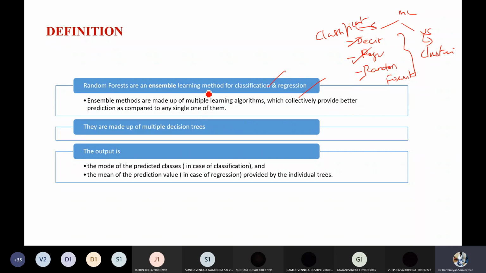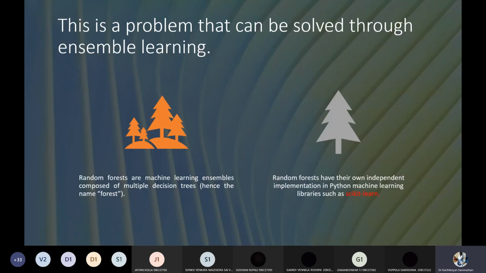Ensemble methods are made up of multiple learning algorithms which collectively provide a better prediction than any single one of them. They are made up of multiple decision trees. The output is the mode of the predicted classes, which is classification, or the mean of the predicted values, which is regression. Classes mean classification, values mean regression. This kind of problem can be solved through ensemble learning, and one of the ensemble learning methods is random forest.